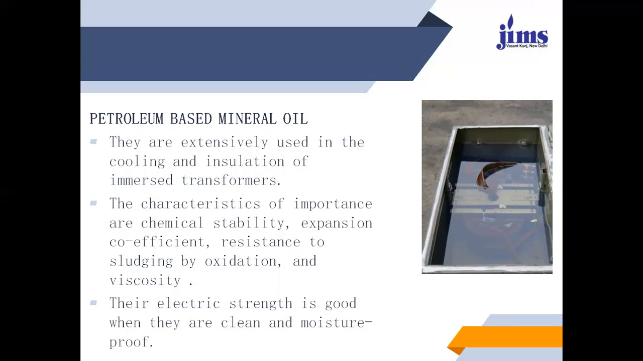The characteristics of importance are that it is chemically stable, the expansion coefficient is high, it resists sludging by oxidation, and the viscosity must be high. Its electric strength is good when it is clean and moisture-proof in nature. So these are some features associated with petroleum-based mineral oil. The transformer oil provides two types of operation: one is cooling, and the other is insulation of the winding from another part of the body of the transformer.